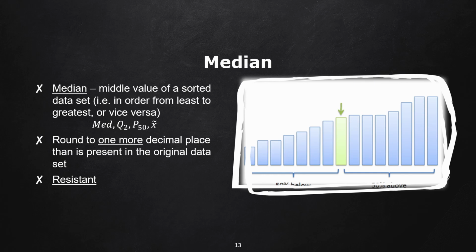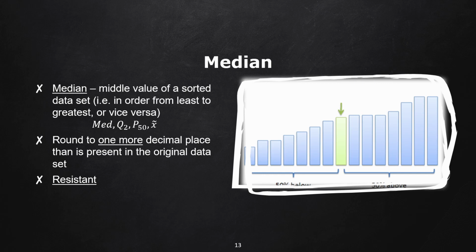Some ways the median can be written, or some symbols to refer to the median, is just med. Also, you may see Q2 or P50. And some use X tilde. It's not really common. It's kind of like a hipster symbol. So if you want to be a hipster, you can use that last one there. But the first 3 are the more common ones.